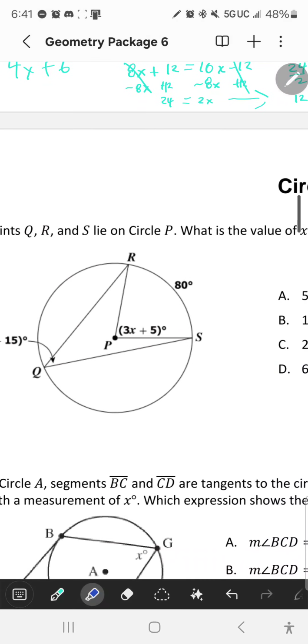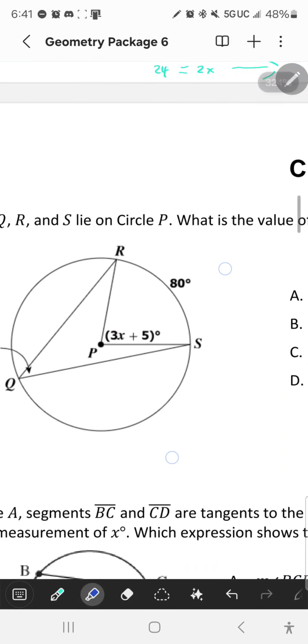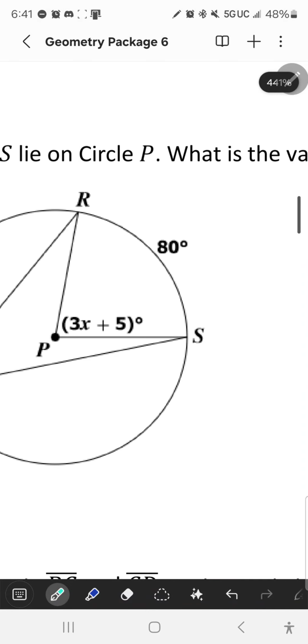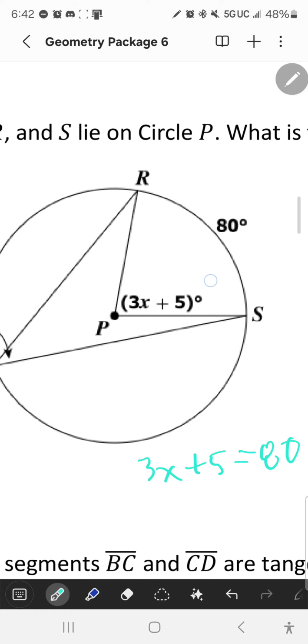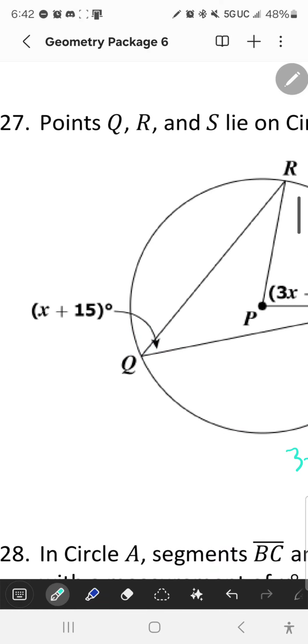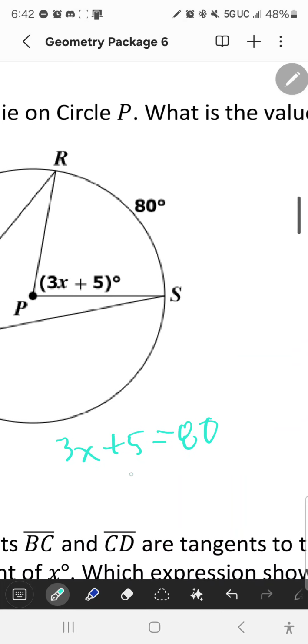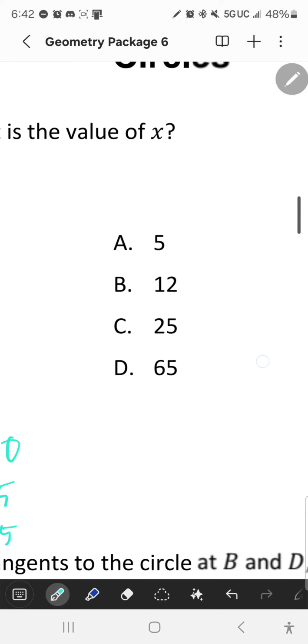We have the value of the arc, so we can just say 3x plus 5 equals 80, because we do have the value of the arc. We don't need this. So we subtract 5 from each side, so 3x equals 75, and then we divide by 3, so x equals 25. And that's all we need to do.